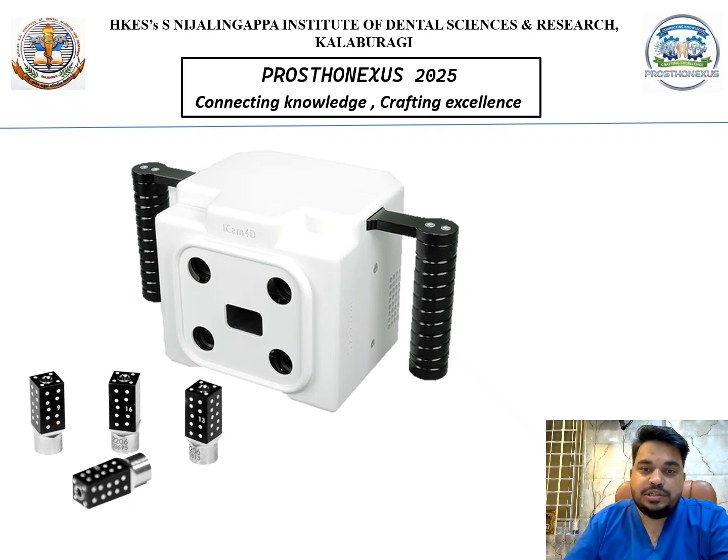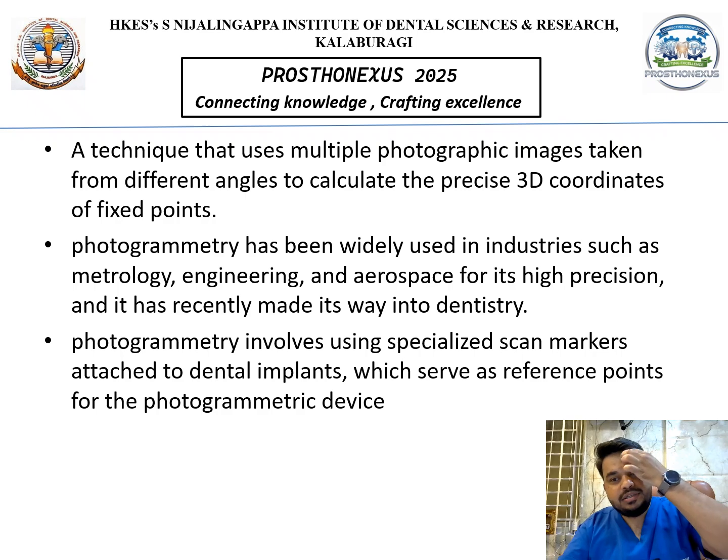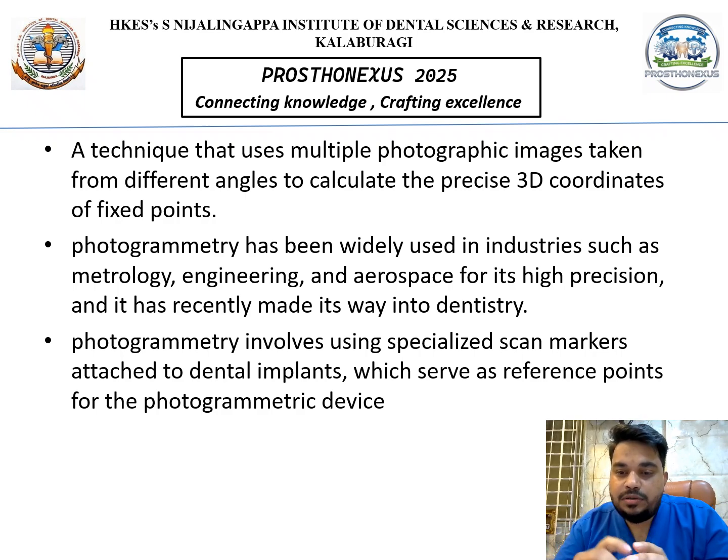Then the last portion is photogrammetry. Photogrammetry is newly introduced in digital dentistry to overcome a few flaws in intraoral scanners. Usually intraoral scanners are very good for single and one or two implants. When it comes to scanning of the full mouth, for most intraoral scanners it becomes very difficult to record full mouth implant cases. So to overcome that disadvantage, they have come up with something called photogrammetry.